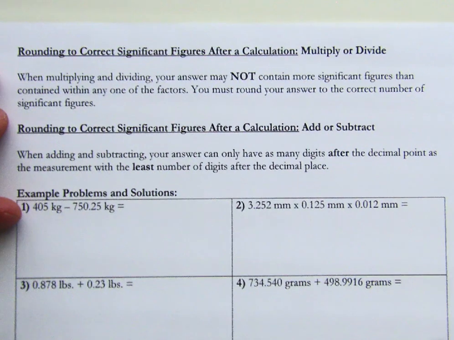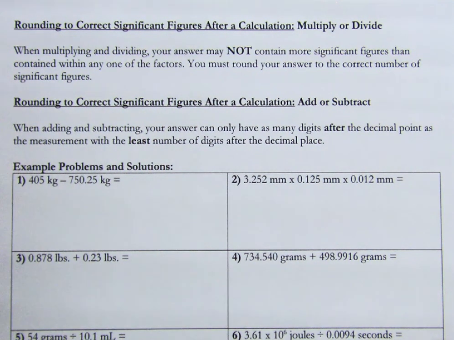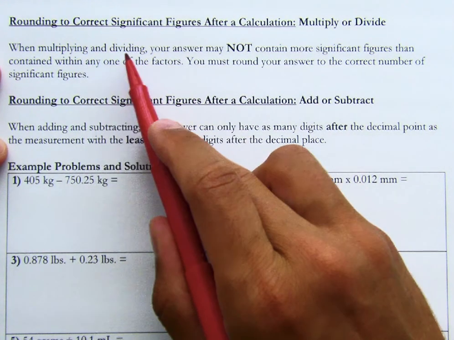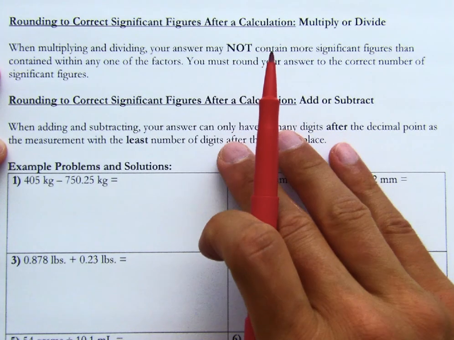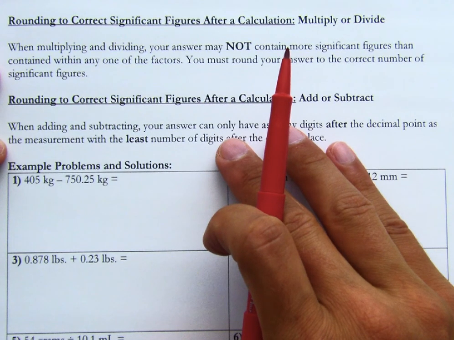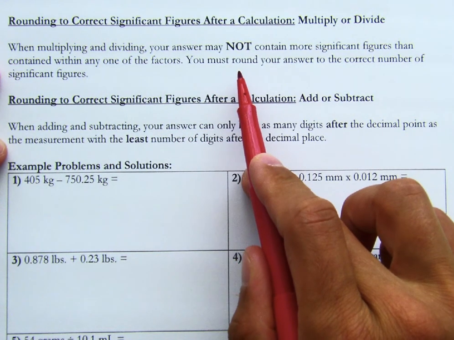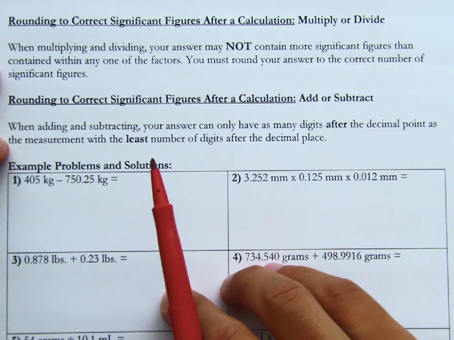There is a different set of rules for rounding to correct sig figs based on if you're rounding a multiplication or division, or an add and subtract. So we have two different rule sets. Sorry if that was unclear. If you're multiplying or dividing, your answer cannot have more significant figures than the measurement with the least amount of significant figures in that calculation. So you round your answer to the number of sig figs that the measurement with the least amount of sig figs has.